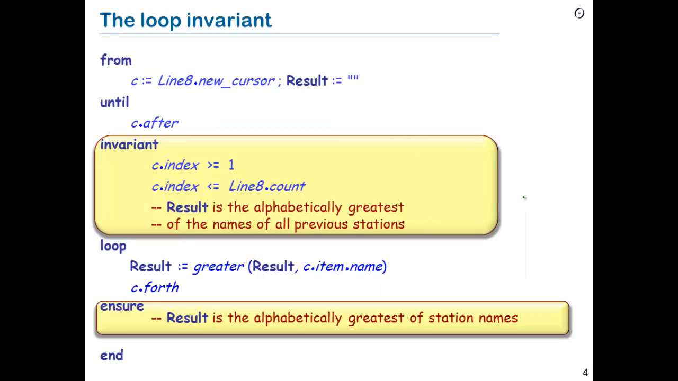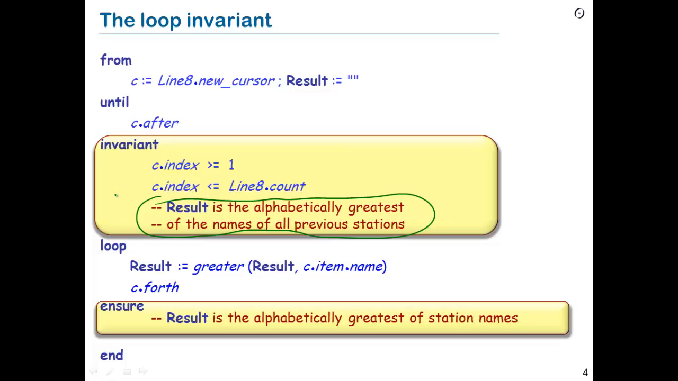So here is the invariant. The rest of the text is the same as before, the from, the until, the loop. What's new is the invariant part, and it tells us that each time through the loop, that's basically what invariant means, it is true at the beginning and at the end of the iteration that the index is at least equal to 1, that the index is also less than or equal to line 8.count, which, as you will remember, is the number of stations in the line, and also an informal part of the invariant, which in fact is quite important to determining the result, namely that result is the alphabetically greatest of the names of all previous stations.